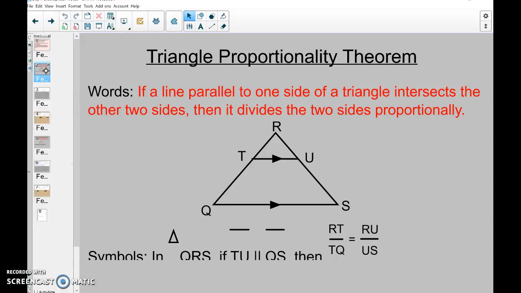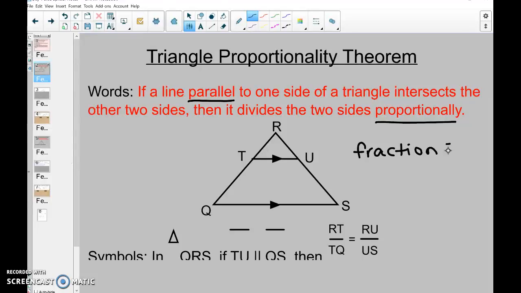All right, so formatting's a little wonky on here, but really what you need to know is the section up top. If a line parallel to one side of a triangle intersects the other two sides, then it divides them proportionally. So proportionally, remember, means fraction equals fraction. Or you can think of two equivalent fractions. Either way works. But that really is an important word for you guys to know.